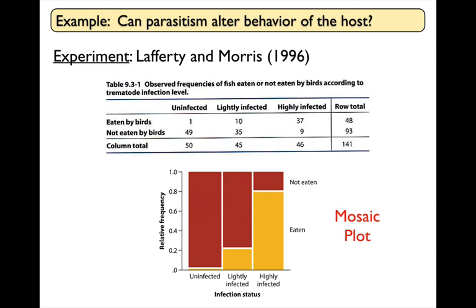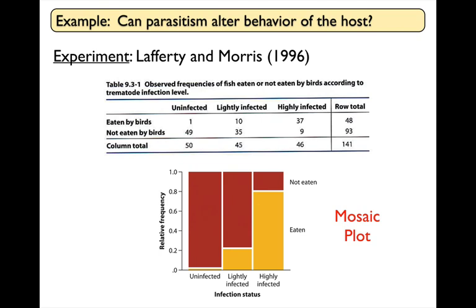Data visualization is very important. One way to visualize this kind of data is through what's called a mosaic plot. So you have a relative frequency here, and on one axis you have the infection status. On the other, vertical axis, you have whether it was eaten or not eaten. Yellow means eaten, red means not eaten.